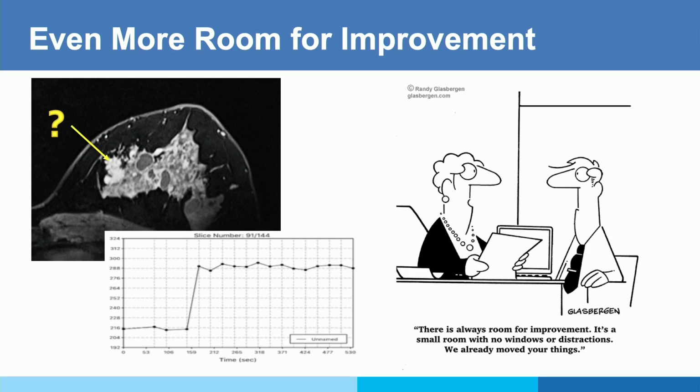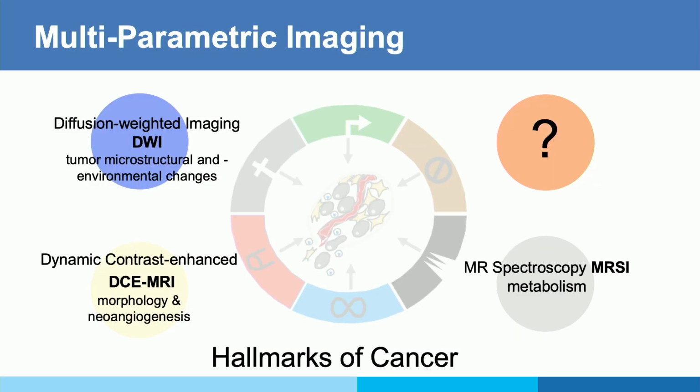So this sparked the concept: can we add more? Mainly our interpretation is currently based on assessment of morphology with a little bit of functional information from the kinetics. But in kinetics, we know there is an overlap between benign and malignant lesions. And this is where the concept of multi-parametric imaging came in. Obviously when you have more than 2 parameters, we can call it multi. And at the beginning, they merged spectroscopy and diffusion-weighted imaging.